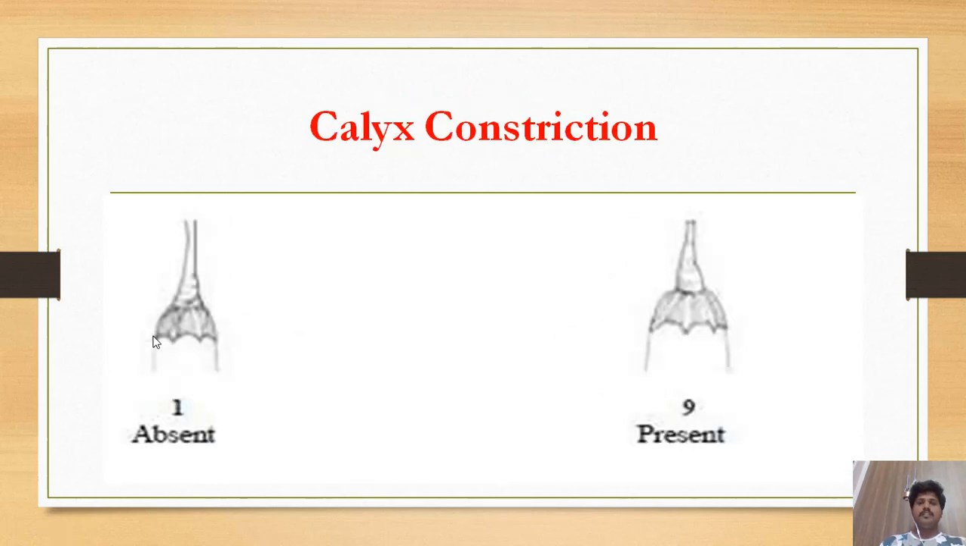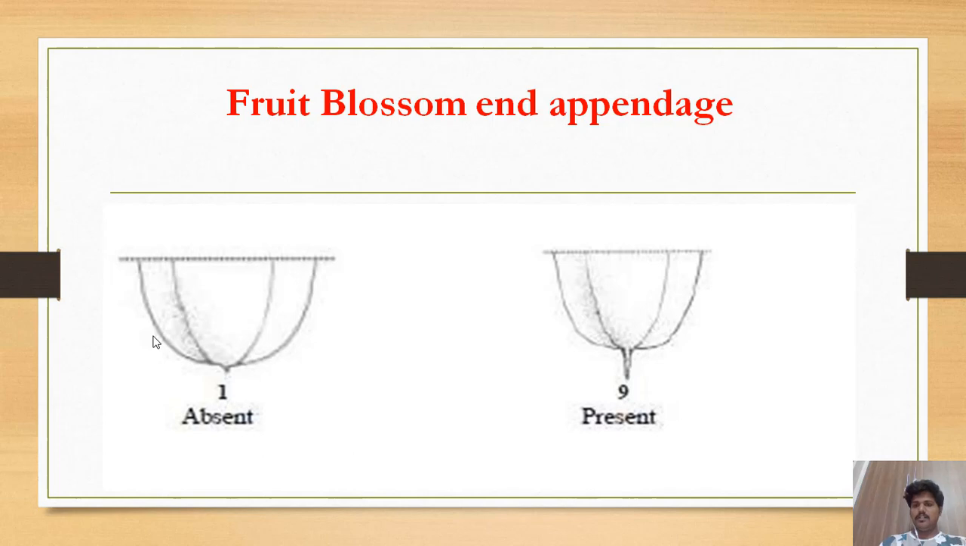Then the calyx constriction, which is separating them. In this, the first one is not showing any constriction. The second one, you can have some constriction there. See this constriction, right? Then fruit blossom end appendage. Here it's absent. Here we have it.